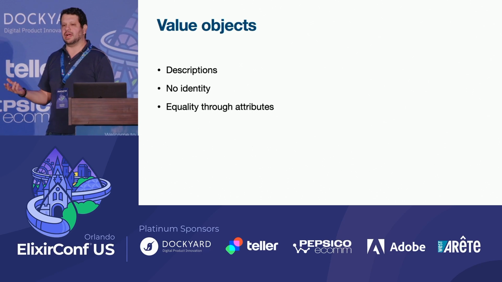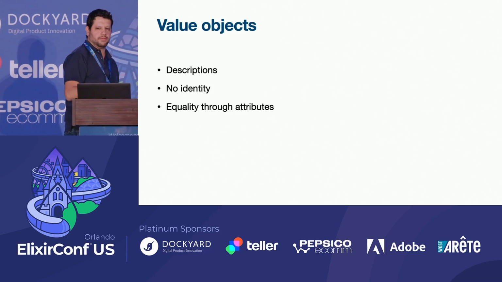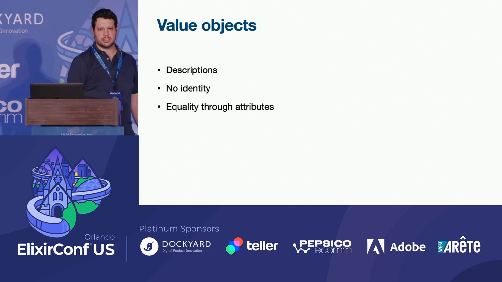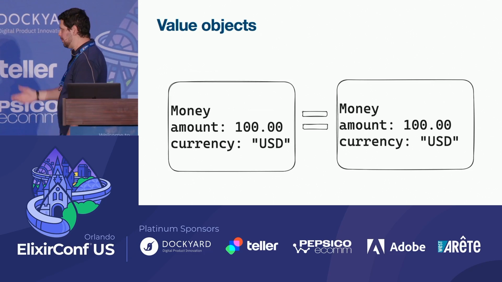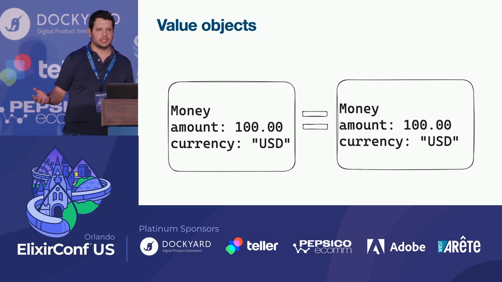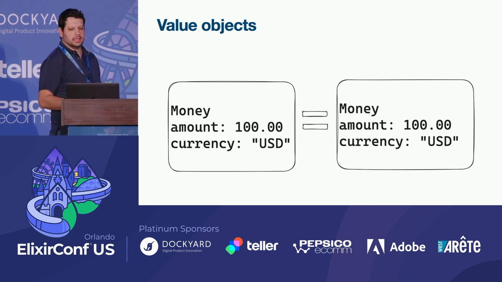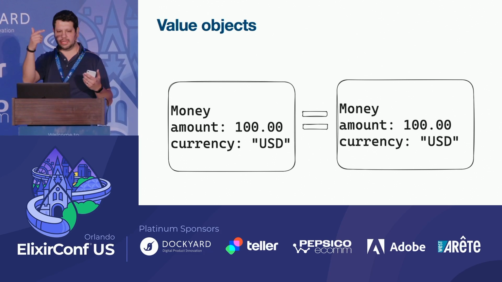But we contrast that to value objects, or in our case, value data structures. These are descriptions of pieces of entities. They don't have an identity of their own, and their equality is measured through attributes. So an example is maybe the bank account has a balance, and maybe that's a money struct, right? And it has an amount and a currency. This doesn't have an ID, no life cycle. Really, one is equal to another just because they have the same amount and the same currency.